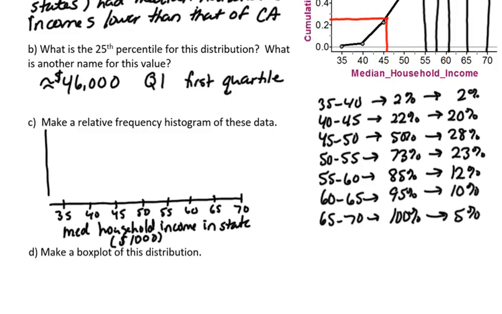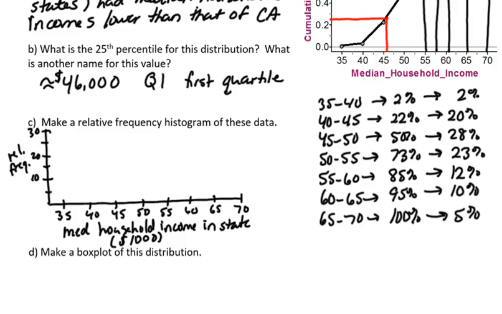And then we're going to have our relative frequency over here, in percents. We notice the highest percent we have is about 30. So 30, 20, 10, and then we'll make this 5. So here's 30, 20, and 10.